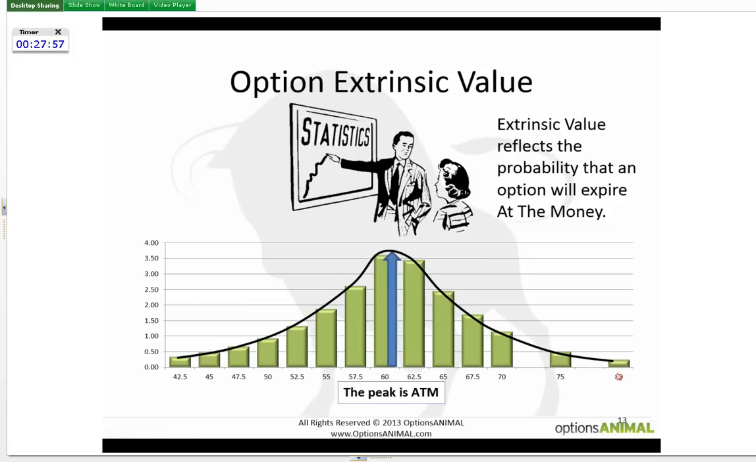So the concept that I want you to take away from this, and this will really help you to understand intrinsically and holistically, in your heart, I want you to feel it. What impacts the extrinsic value is anything that increases the probability of that option expiring at the money. Okay, so let's move on.